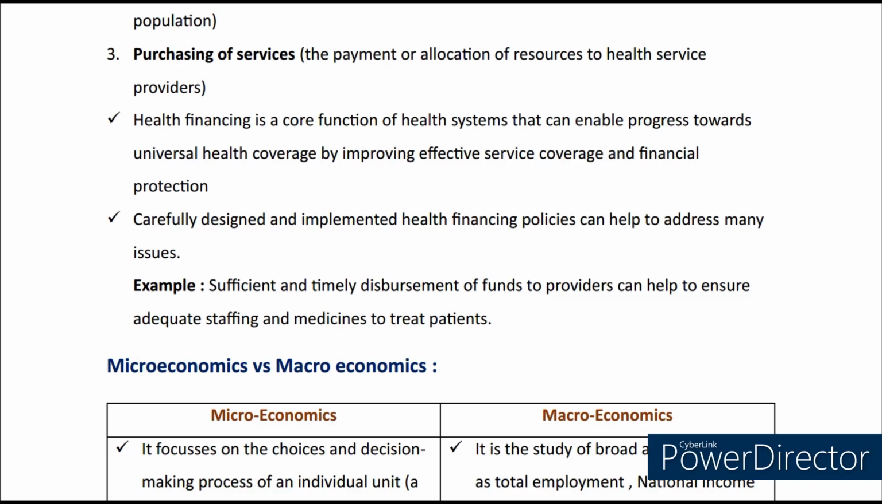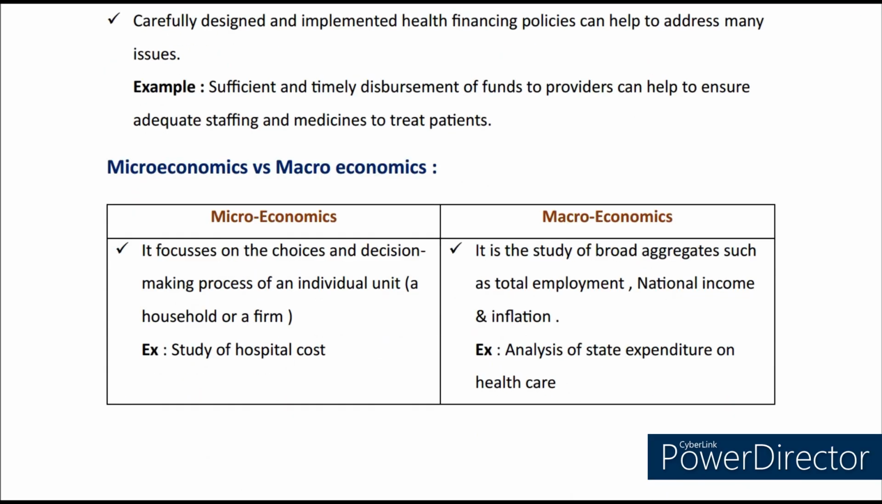Now let's look at the difference between the micro and macroeconomics. As the name suggests, microeconomics focus on choices and decision making process of an individual unit, that is a household or a firm. A simple example, a study of hospital cost. So in this case, the decision making unit is the hospital. Whereas macroeconomics is the study of broad aggregates such as total employment, national income and inflation. An example is analysis of state expenditure on healthcare.